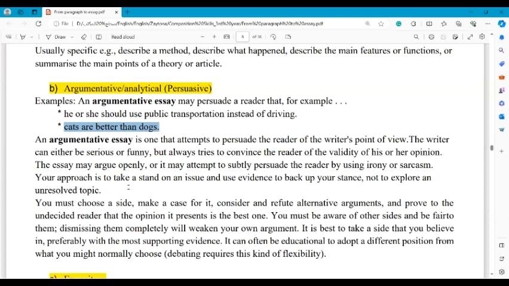ليش؟ لأنه it depends on a person's point of view. Maybe by your side you think the opposite. You think that dogs are better than cats. But me as a writer, I will think that cats are better than dogs. So my function as a writer is to persuade you that my perspective, وجهة نظري, is correct. How can I prove, أثبت, that my point of view is correct? How can I convince you as a reader?